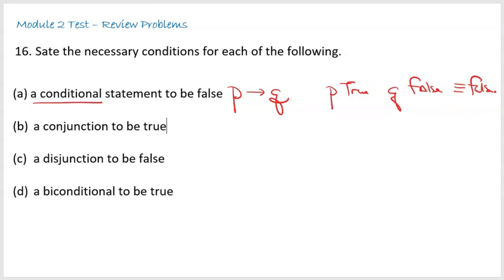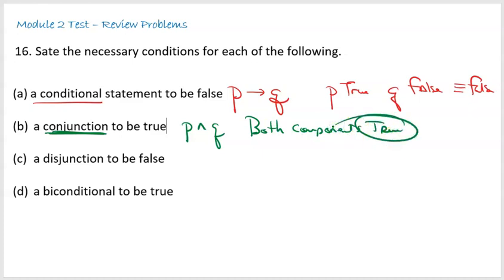Okay, now here we have a conjunction to be true. Ignore this vertical line, it's not supposed to be there. So what do we need for a conjunction to be true? Well, first of all, we need to know what a conjunction is, right? A conjunction is an and statement, so that's P and Q. Now, for this to be true, both of your components must be true. That's the only way an and statement is true, and putting it in words really helps you study, I think.